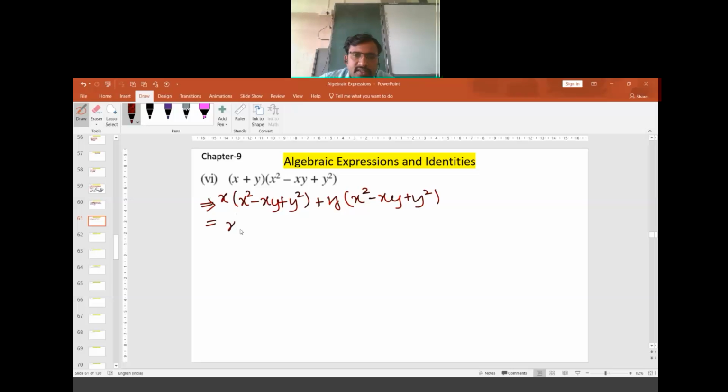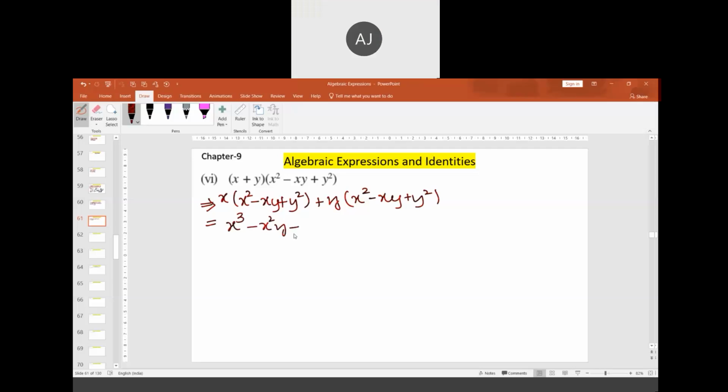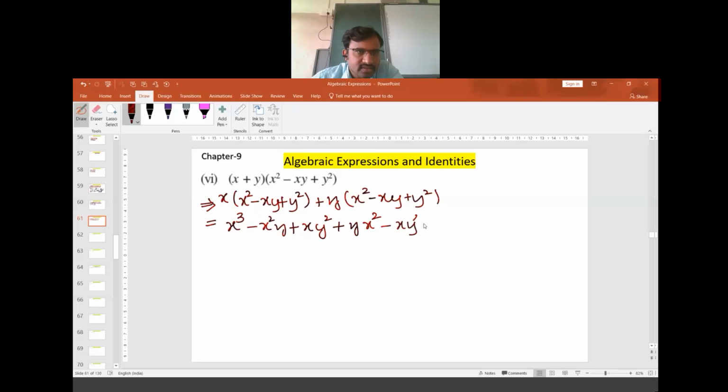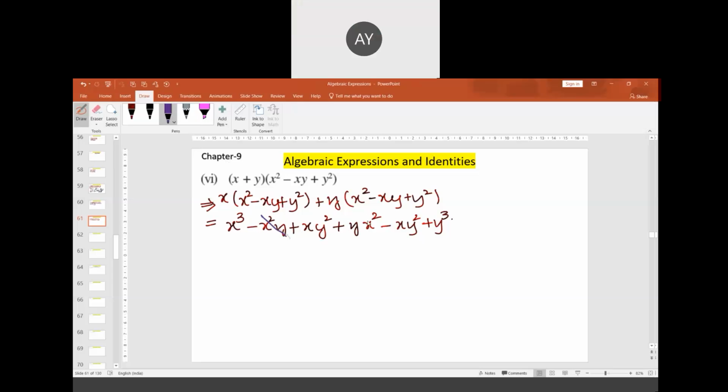The x cube becomes x cube, correct? Minus x square y, plus x y square, plus y x square, minus x y square, plus y cube. And here all terms will get cancelled except x cube plus y cube. Only x cube and y cube will remain. This will get cancelled, yx square gets cancelled with xy square. Now the only thing left out is x cube plus y cube.